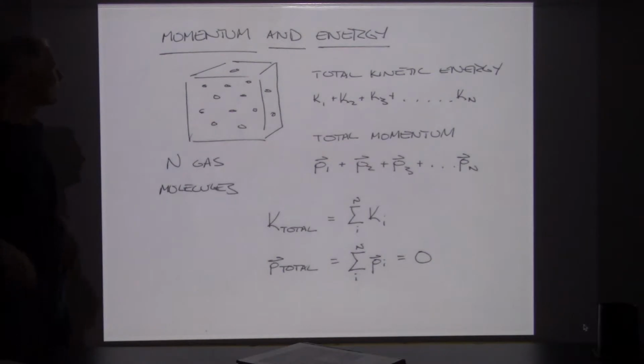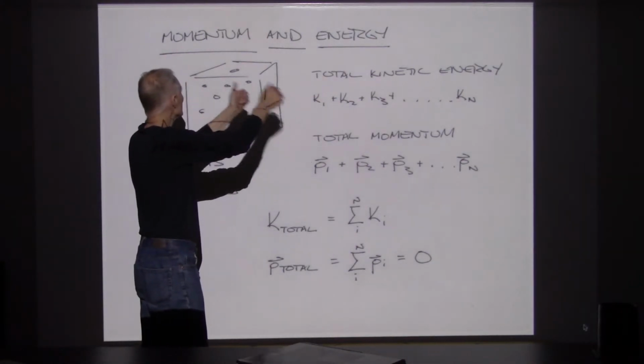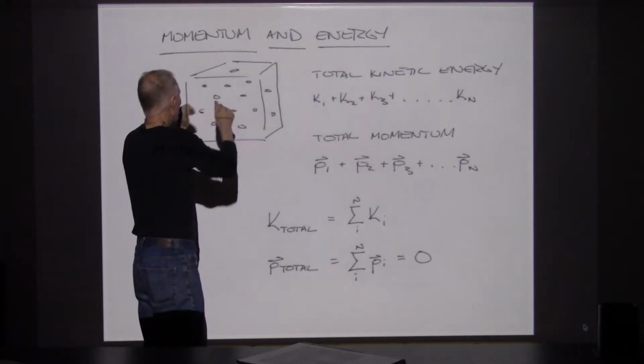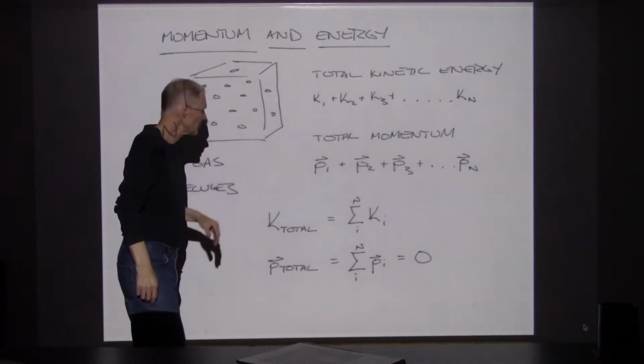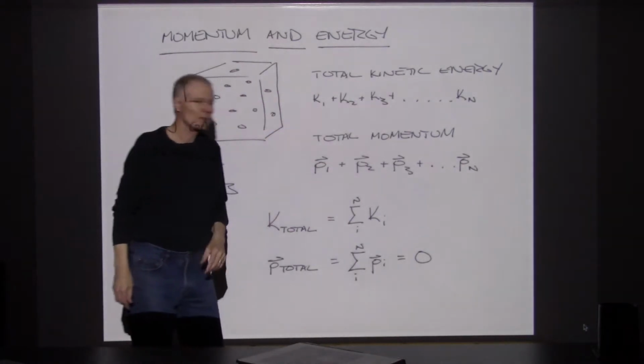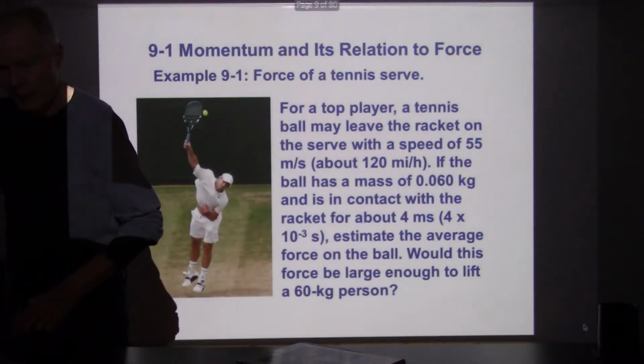I'm going to have equal amounts of molecular momentum towards the right as towards the left, as towards the back and the front and the up and the down. And when I add vectorially everything together, it's going to end up being 0. Something to keep in mind when we're looking at systems.